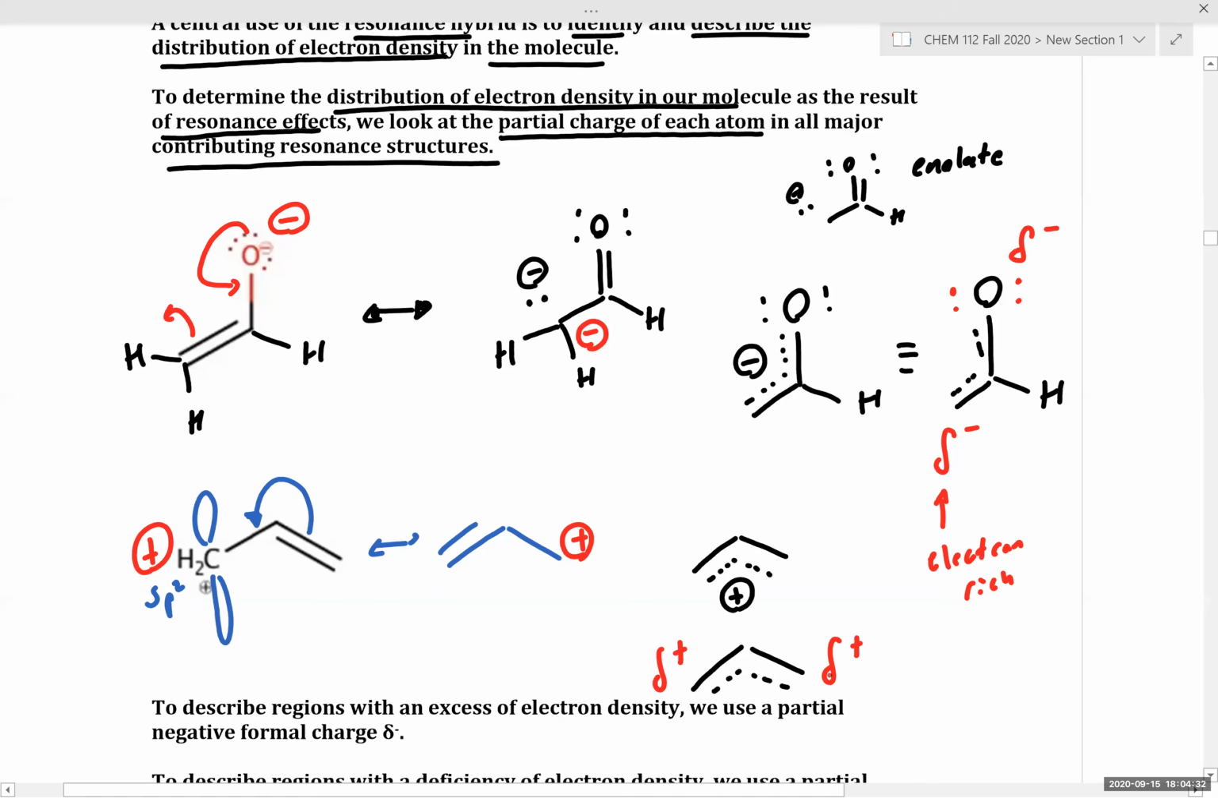Does this idea make sense to everyone so far? We draw our resonance structures. Wherever we see localized charges in our resonance hybrid, we indicate with partial charges potential sites that are electron rich or electron deficient. Does this idea make sense to everyone? Any questions?